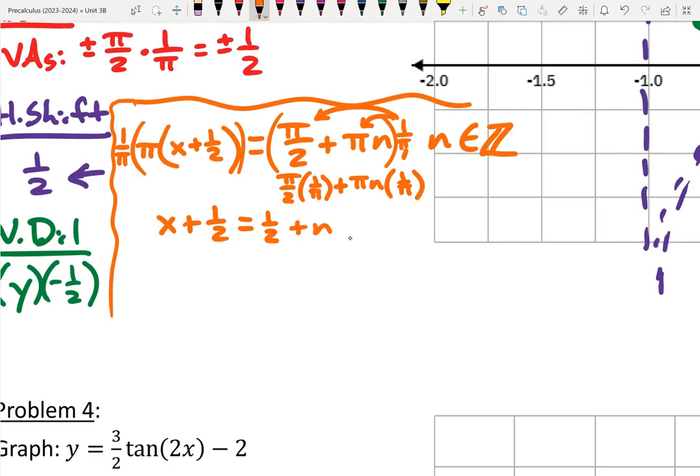And then, Jacob, what would be the last thing to solve for x? How would I get x by itself? Our simple equation, right? What happens to those halves? On both sides, right? What are we left with on the right side? So then our equation is x equals n, where n is an element of the set of integers.